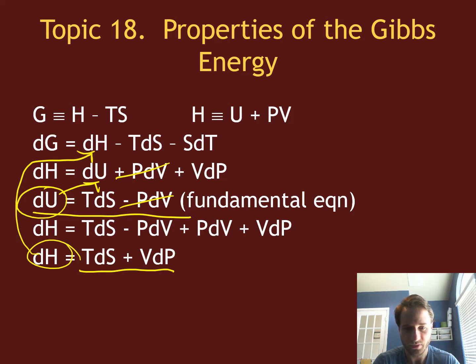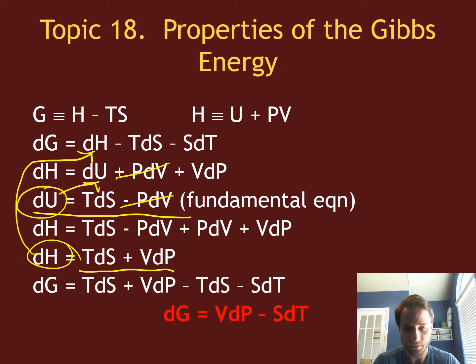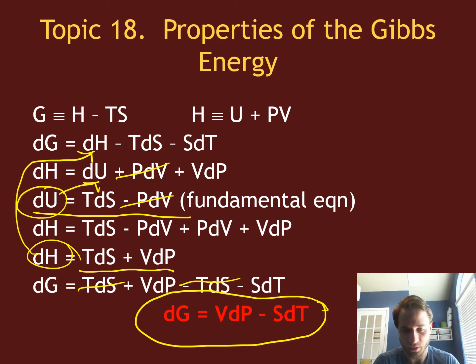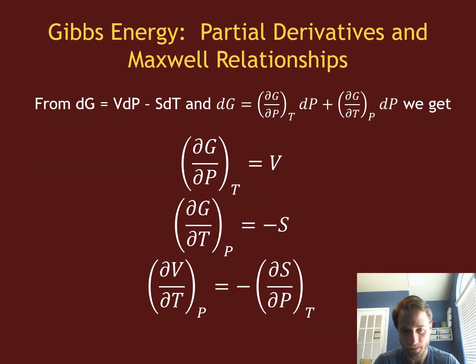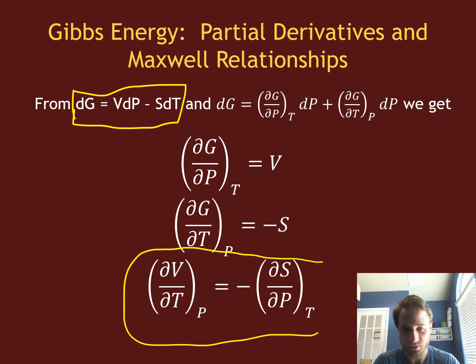And you'll see that when you do that, you'll have a TdS minus TdS, and then you're left with this relationship: the change in Gibbs free energy is related to the volume times some change in pressure minus entropy times some change in temperature, okay? And then again, using the fact that this is our differential for G, and the fact that G is a state function, we arrive at this relationship between volume and entropy in terms of derivatives of G, and we arrive then at this Maxwell relation, okay?